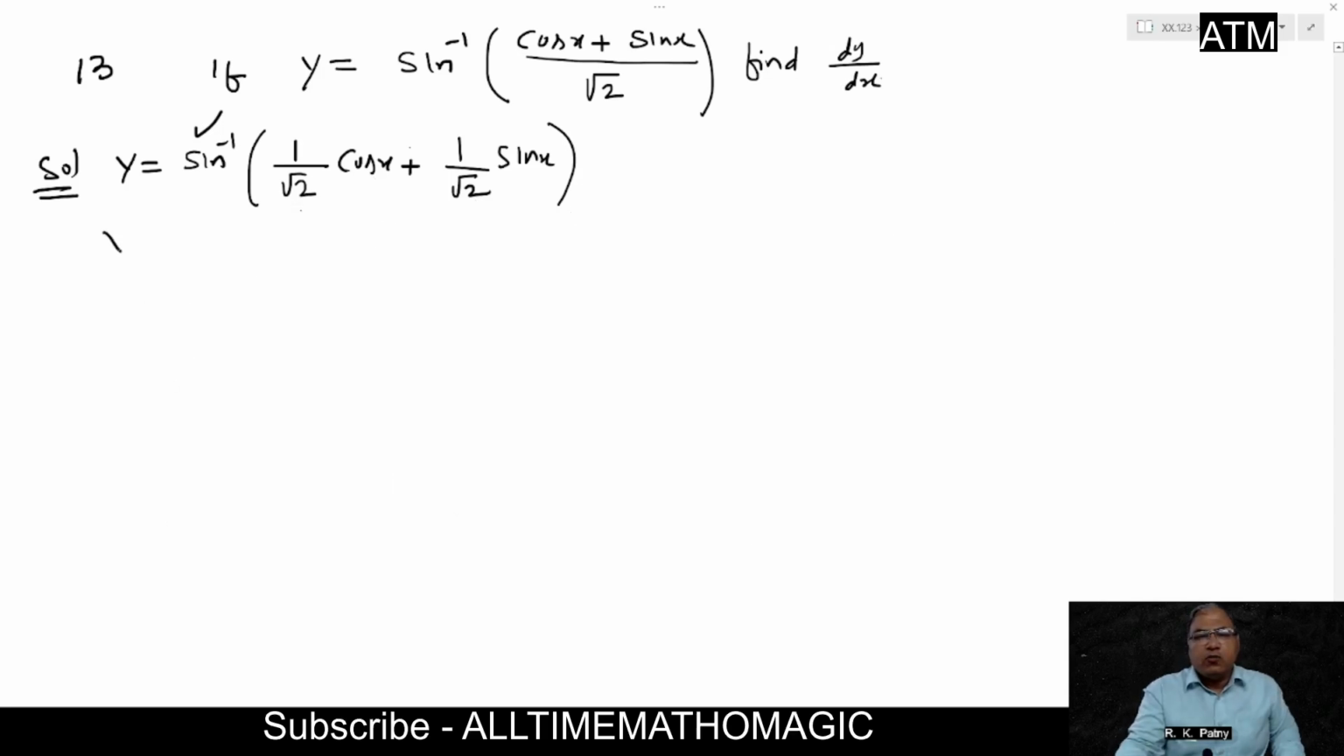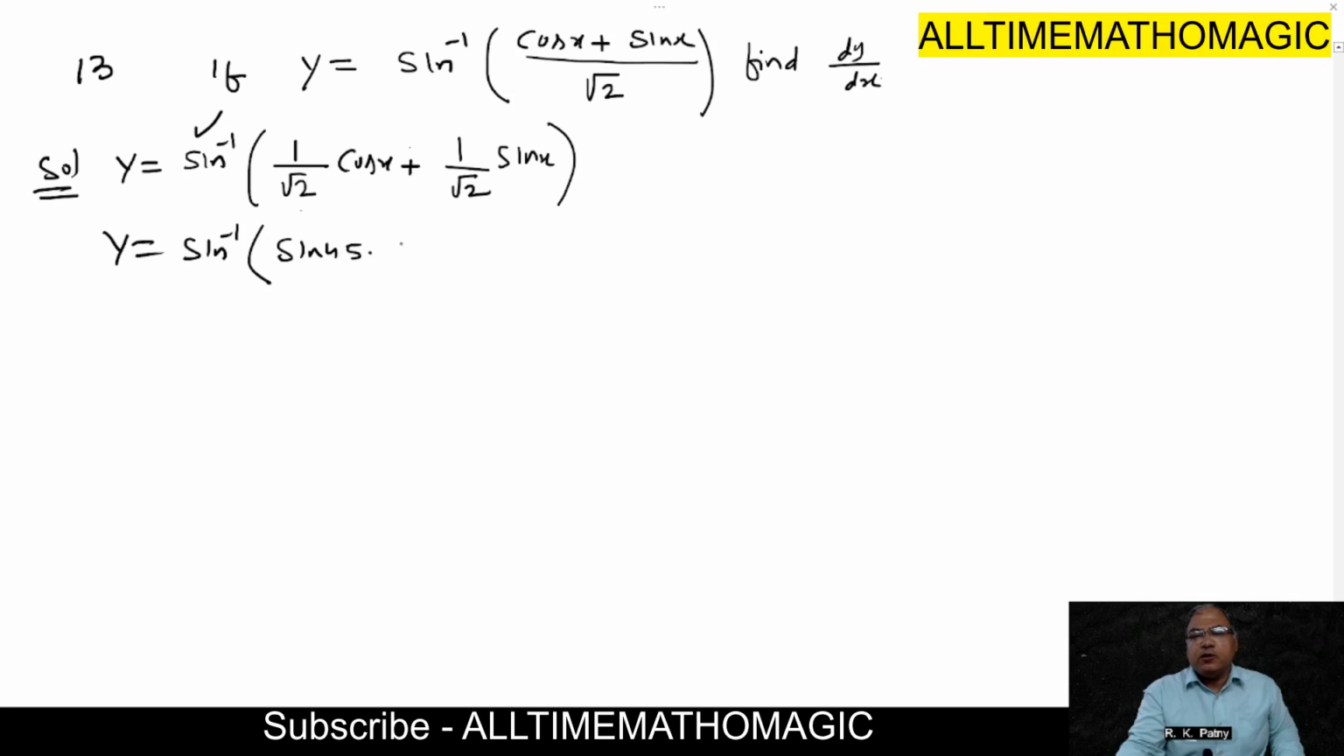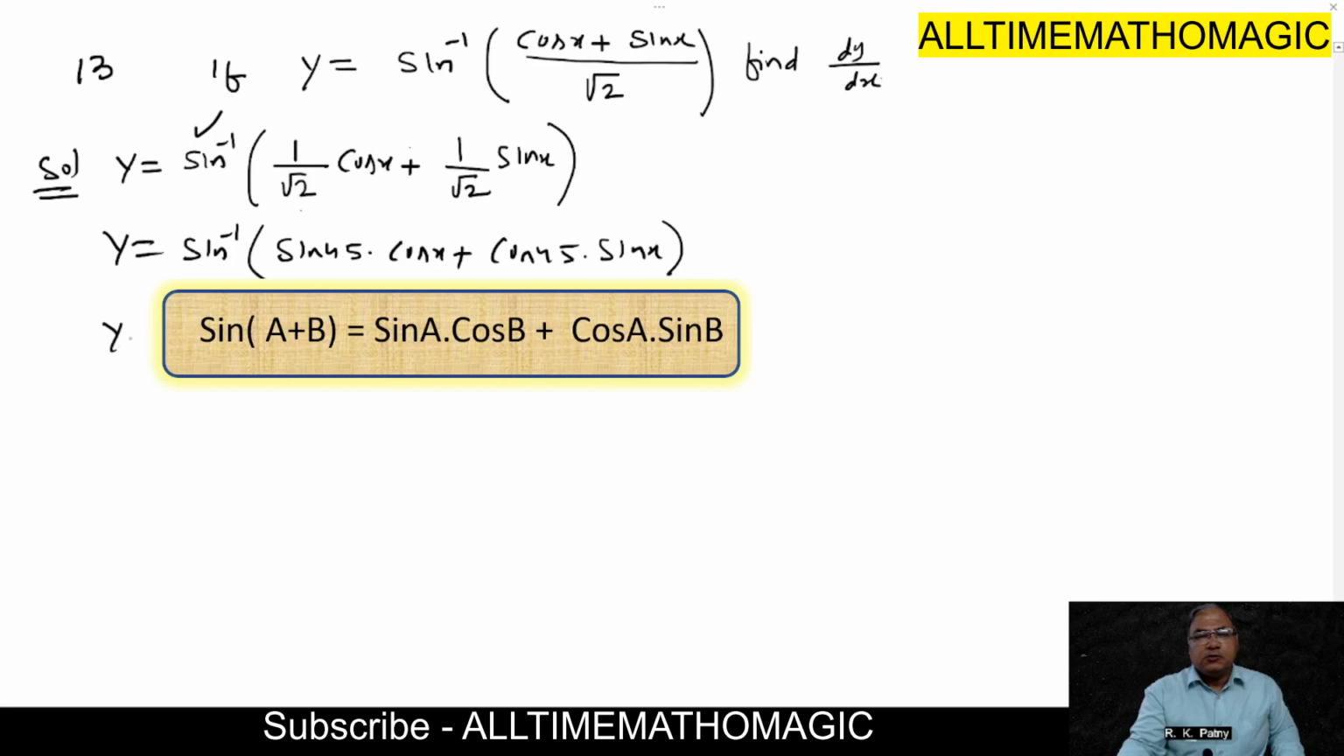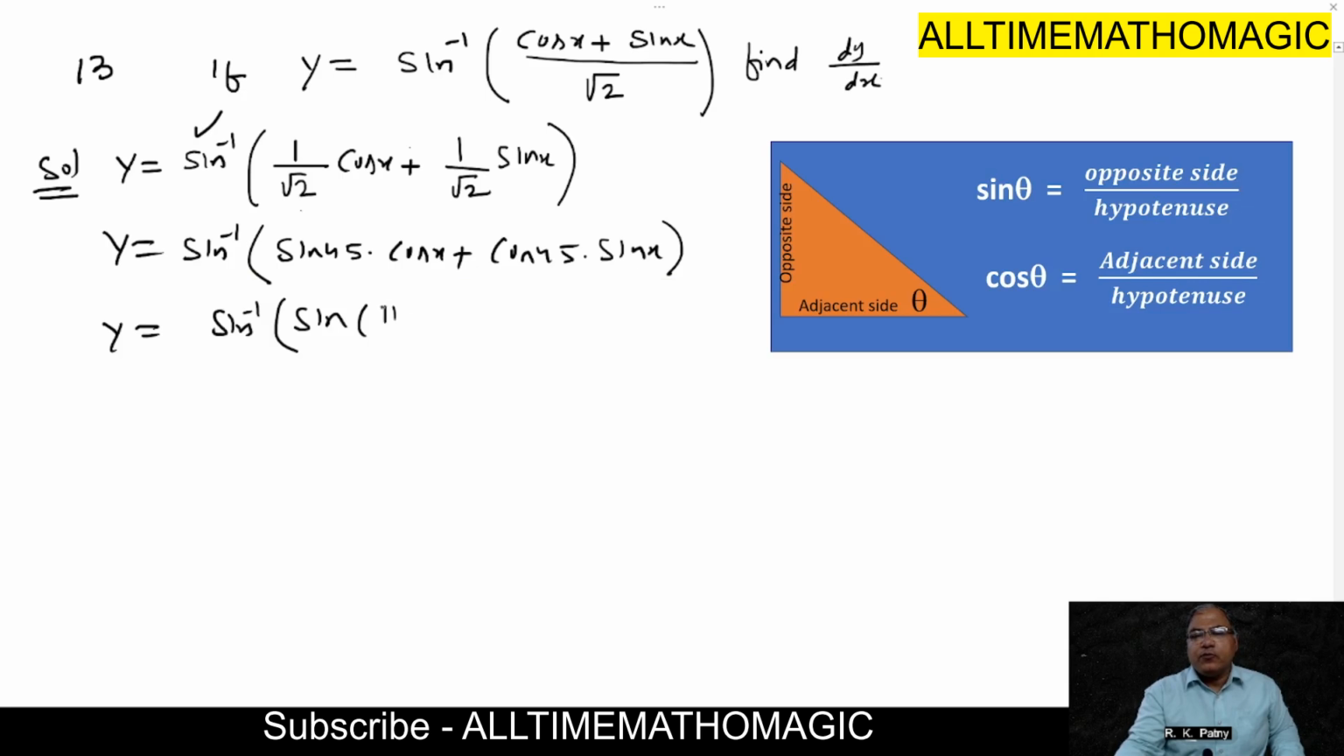So once again, y equals sine inverse, and this becomes sin 45 cos x plus cos 45 sin x, which equals sine inverse of sine of pi by 4 plus x. Now the formula: sine inverse of sine theta equals theta. Therefore y equals pi by 4 plus x.